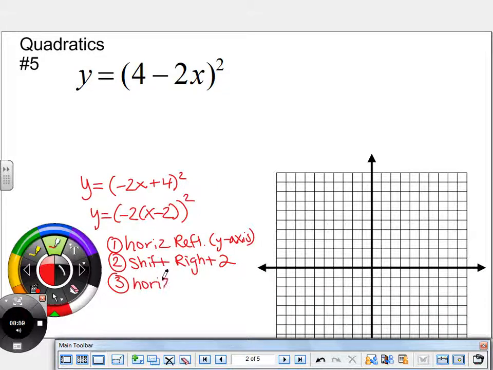And again, the 2 in here is going to give us a horizontal compression. So it's always like you're using the reciprocal of the stuff that's multiplying when it's a horizontal change, but you're using the exact same number when it's a vertical change. So our parent functions for our parabolas, they have 0, 0. Then 1 unit away, they're 1 unit up, and 2 units away, 4 units up for our parent function. Okay? So that's what our parabola normally looks like.